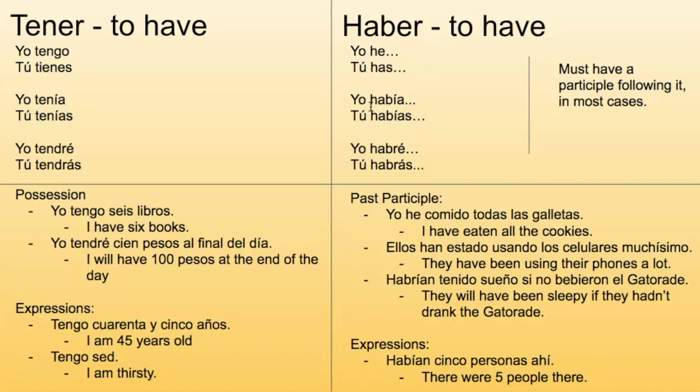So tener is possession, and haber has nothing to do with that. So it's not "tú has $5." It's not at all like that. It's "yo tengo $5." So tener is for possession. Yo tengo 6 libros. Yo tendré 100 pesos al final del día. I will have $100 at the end of the day.